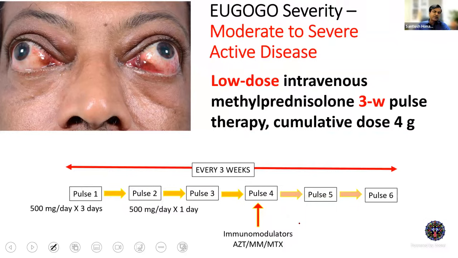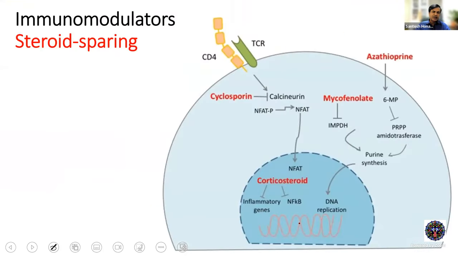Even azathioprine is given for 6 months. We don't stop the drug at 6 weeks and then wait for the patient to reactivate. These are steroid sparing agents. Basically, you can reduce the duration of administration of steroids, and also the need for continuation of intravenous methylprednisolone or reinitiation of intravenous methylprednisolone by using these agents. Azathioprine is a classic steroid sparing agent.